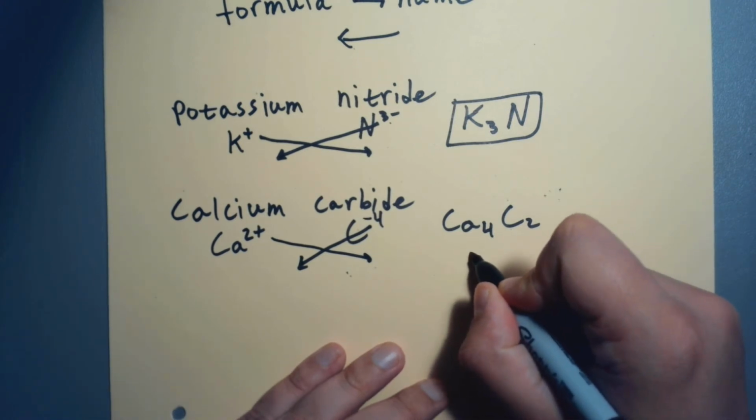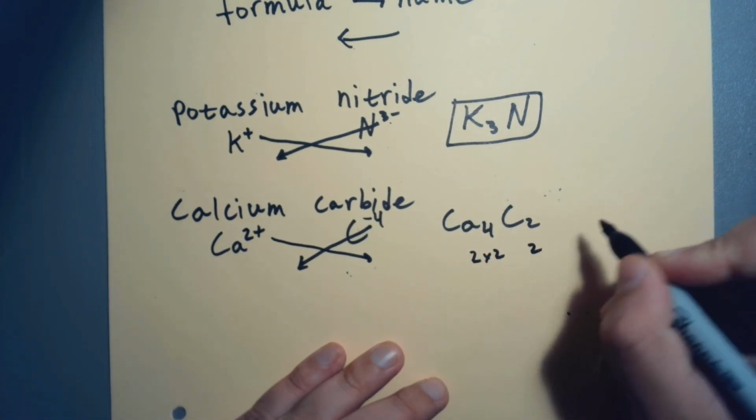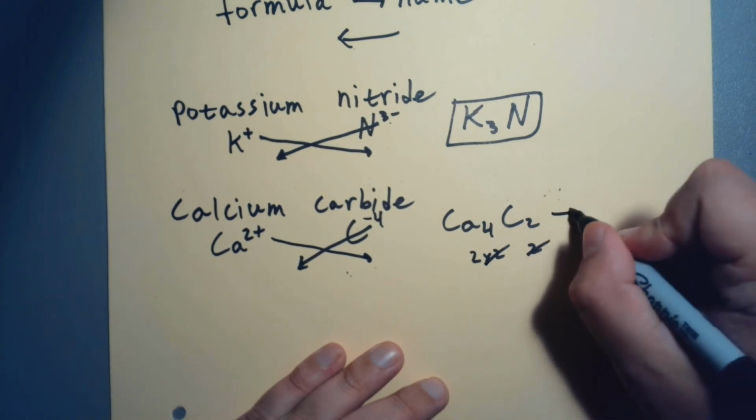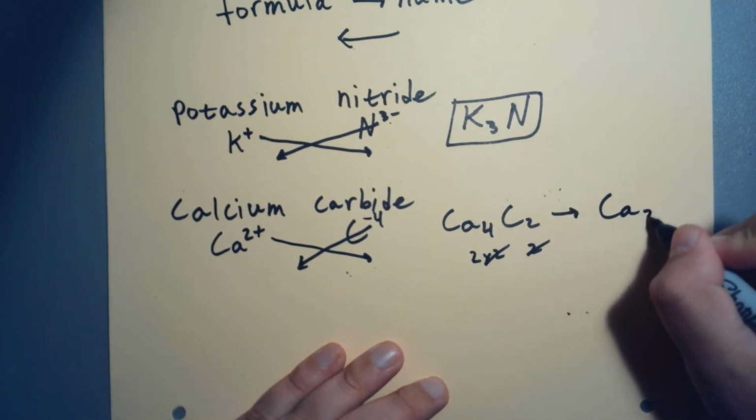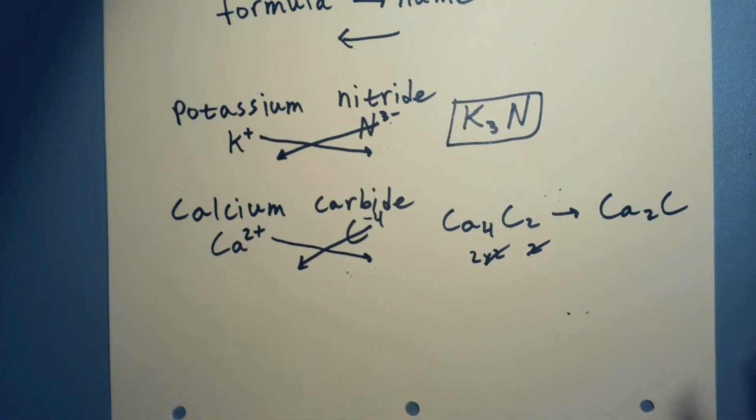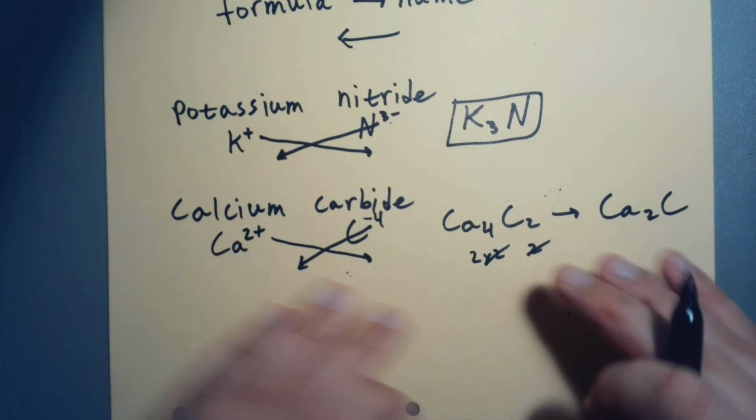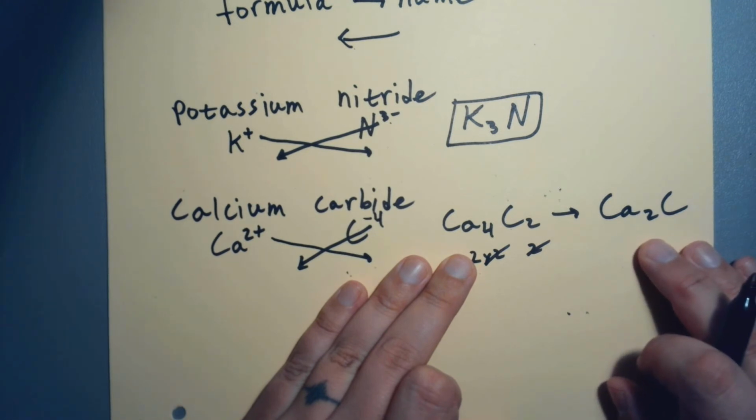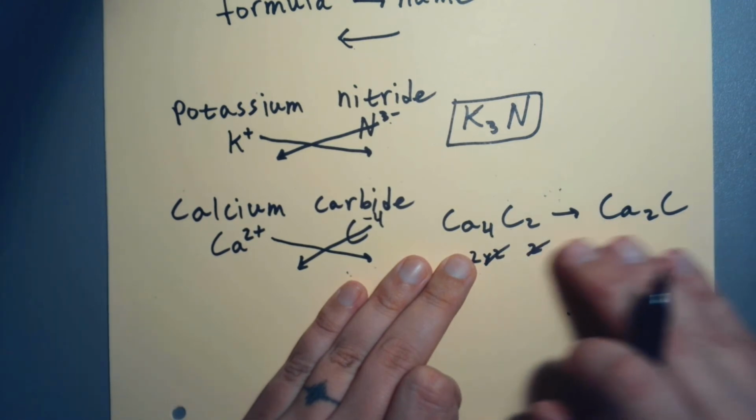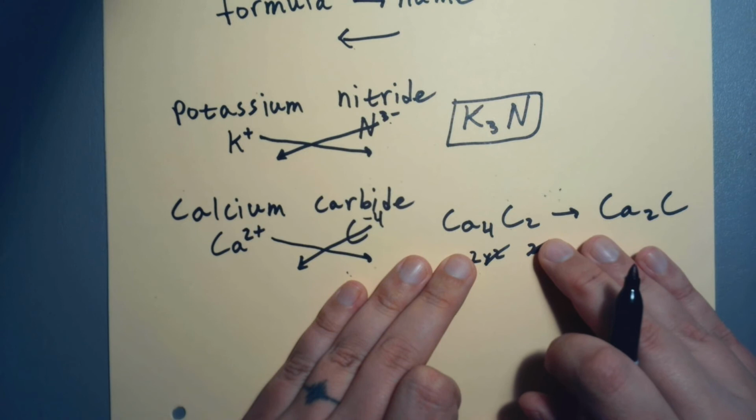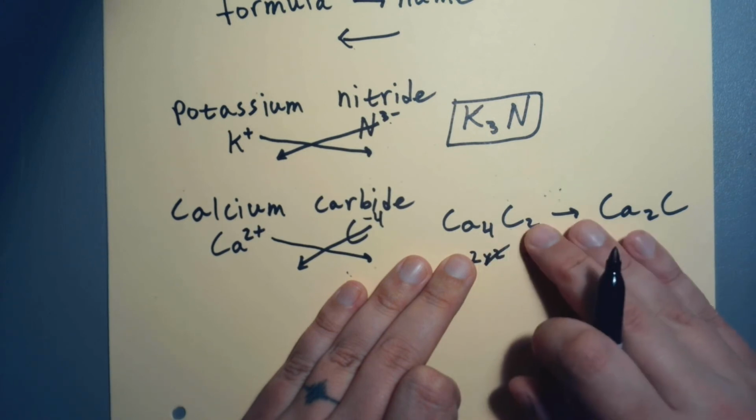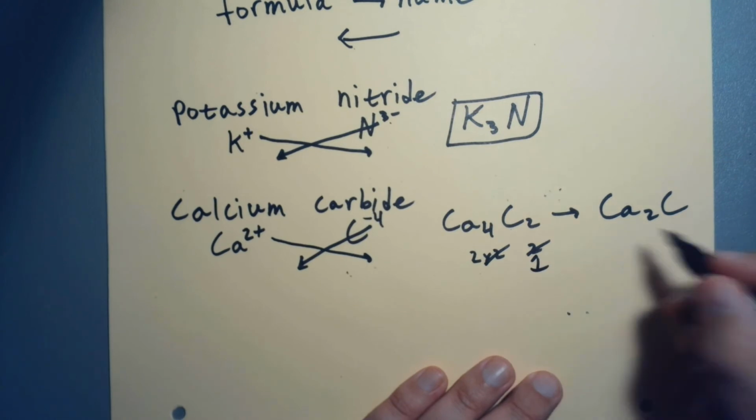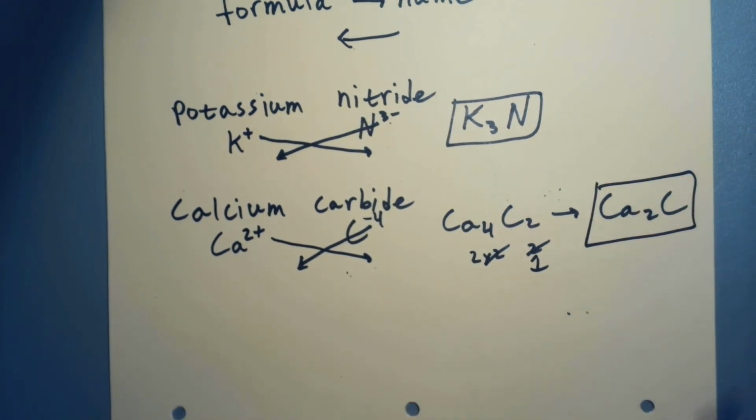Well, we have 2 and 4, which means we can reduce to 2 and 1. So that diagonal trick gave us a common denominator of 2. We've got to knock that out. So we go from 4, 2 to 2, 1. I divided both of these by 2 to get 4 into a 2, 2 into a 1. Okay, and now we've got a full formula, CaC2.